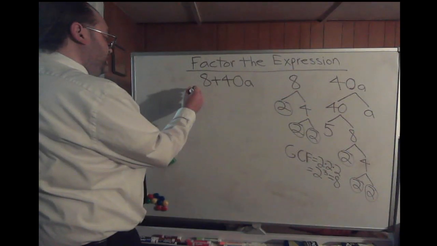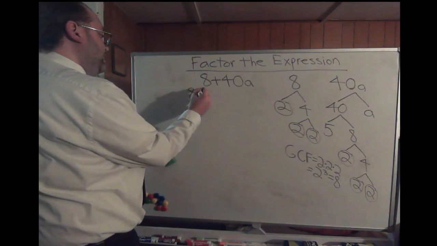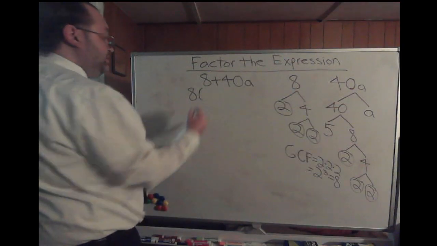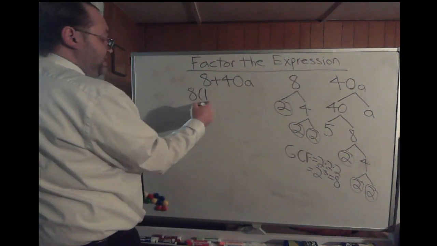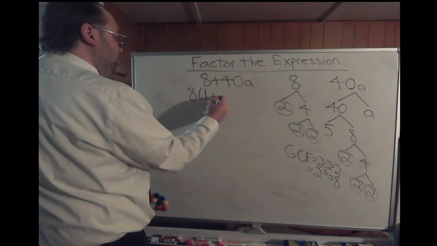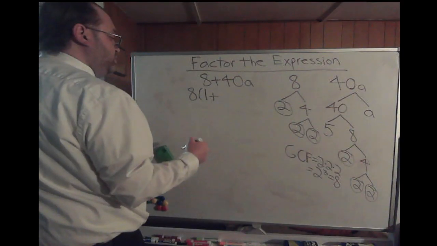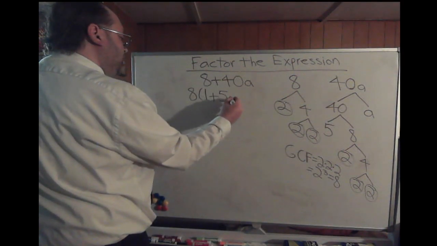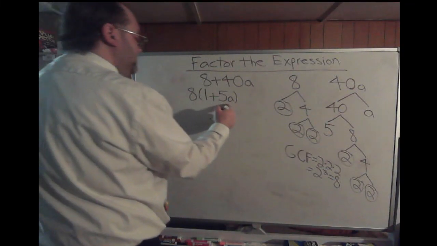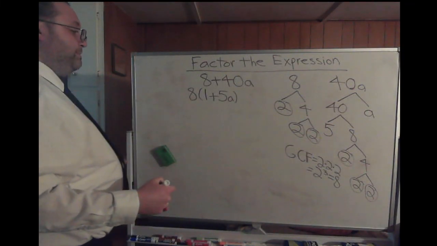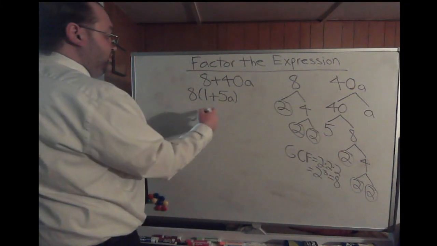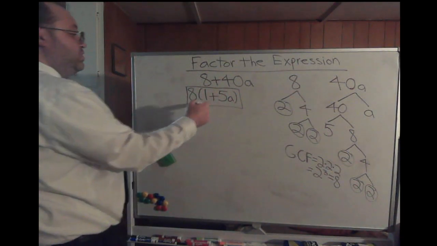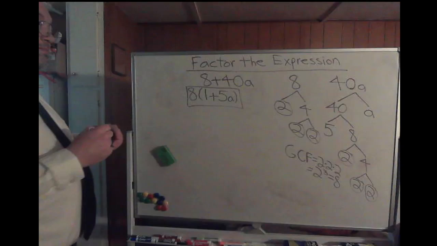So now you take that greatest common factor of 8, put it outside of the parentheses. 8 times what equals 8? Well, 1, because 8 times 1 is 8, plus 8 times what equals 40a? That'd be 5a, because 8 times 5a equals 40a. So that is your factored expression, is 8 times the quantity of 1 plus 5a.